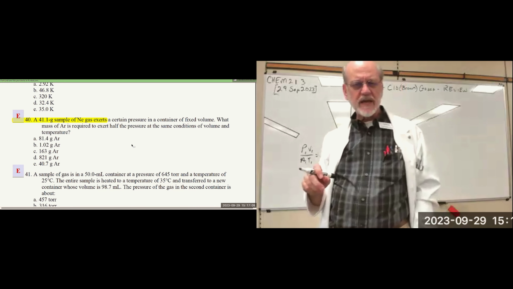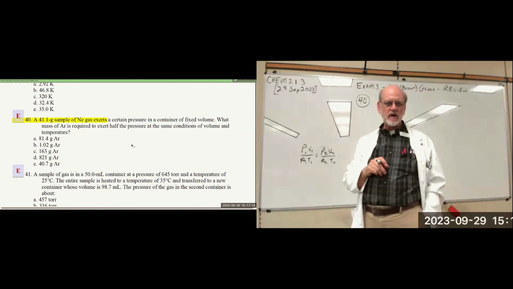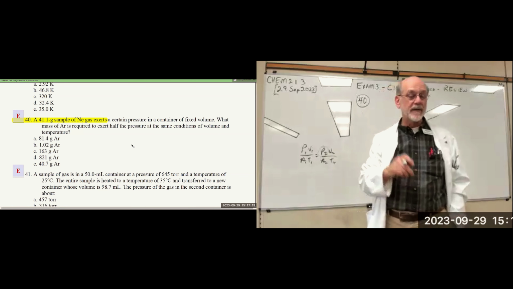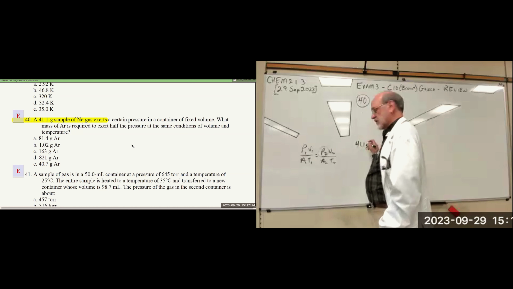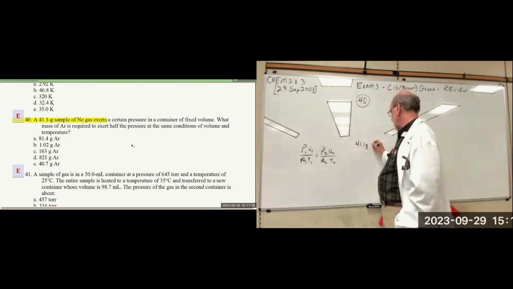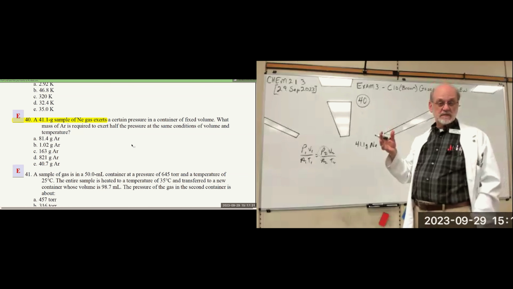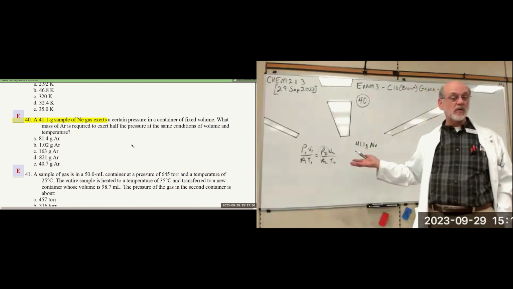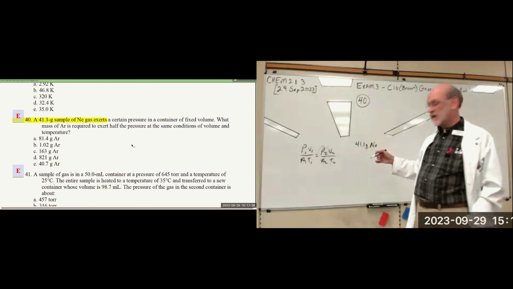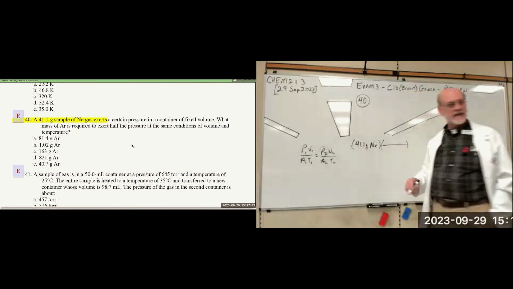41.1 grams of neon gas exerts a certain pressure in a container of fixed volume. What mass of argon is required to exert half the pressure at the same conditions of volume and temperature? All right. So we got 41.1 grams of neon. We can't work from grams, so we might as well convert it to moles. Right, if we're going to talk about gases, eventually we're going to have to talk about moles. So let's just convert neon.